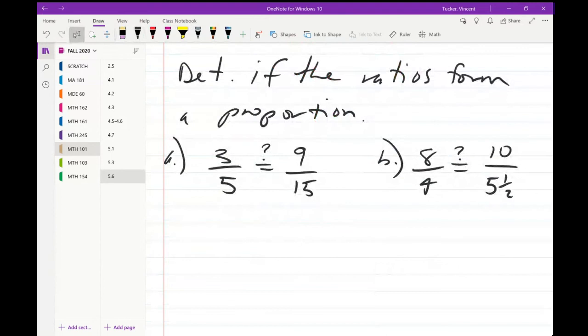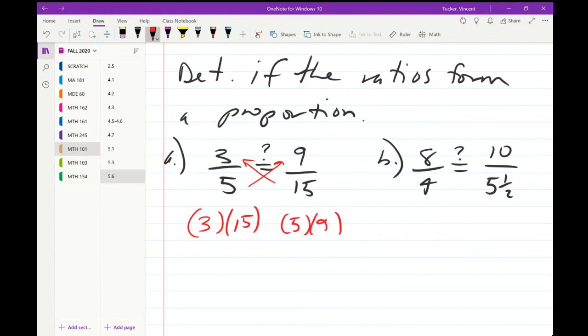All right, so we want to determine if the ratios form a proportion. So what we would do is cross multiply. On the left, 3 times 15. On the right, 5 times 9. So 3 times 15 is 45. 5 times 9 is also 45. Since they are equal, the answer is yes, it forms a proportion.